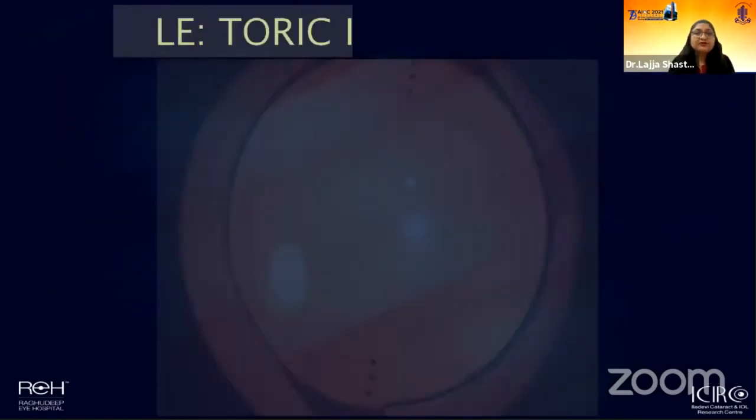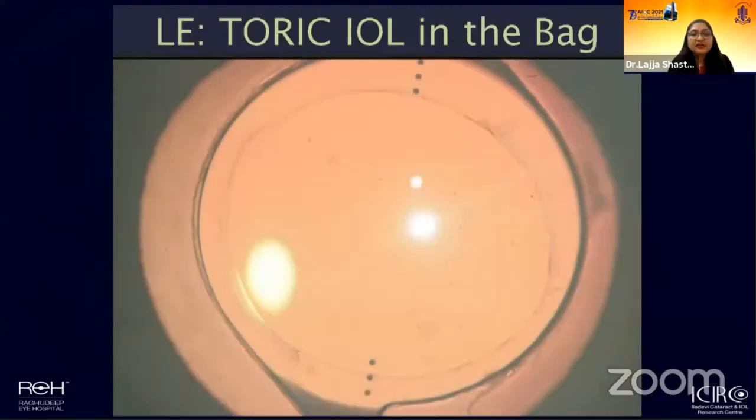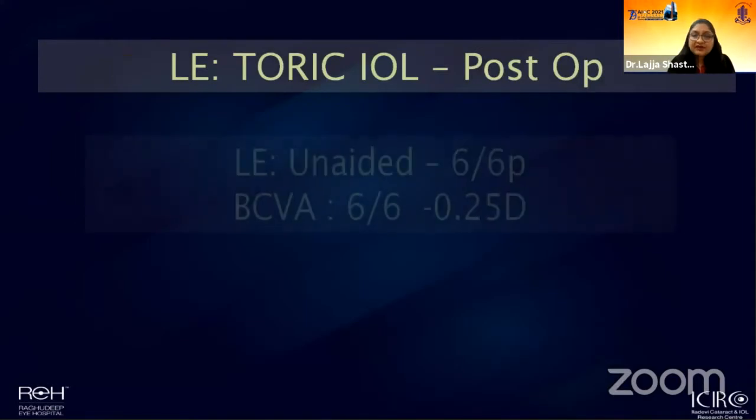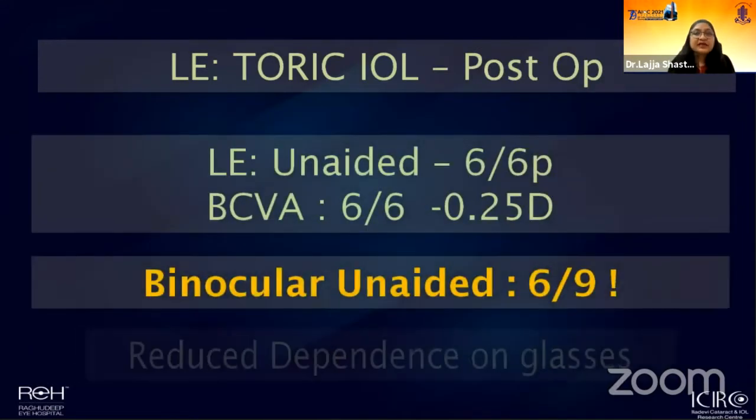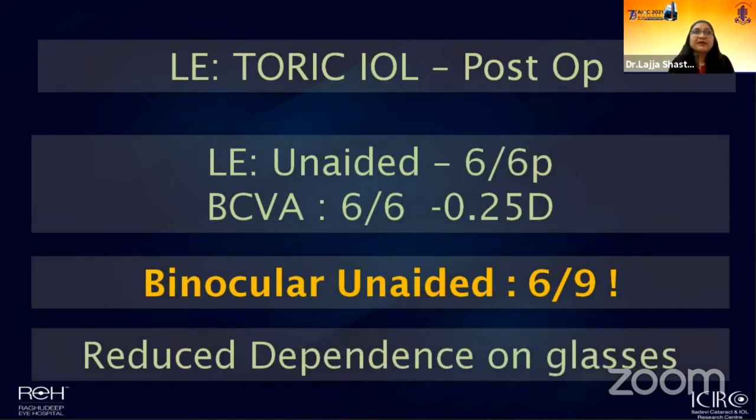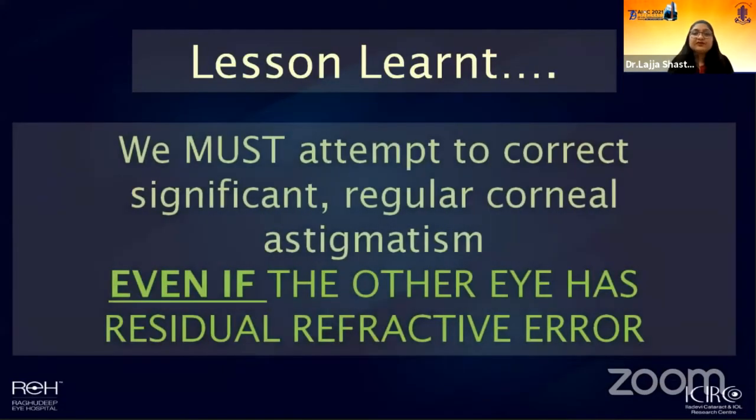The patient opted for a toric lens implantation, and following an uneventful surgery, we were happy with the refractive outcome of this eye, but the patient was extremely happy with her binocular unaided performance. So a very important lesson learned from such a scenario is that even if one eye has a significant residual refractive error, we must try to aim at emmetropia and use a toric lens if we need to, and try to give a kind of outcome where binocularly the patient is not so dependent on glasses all the time throughout their day.